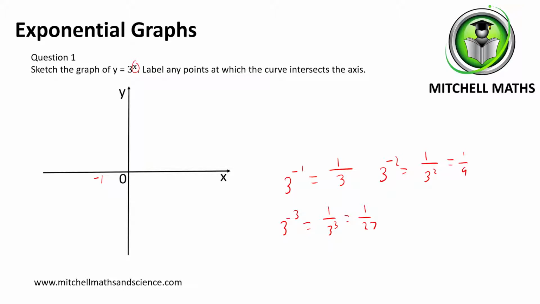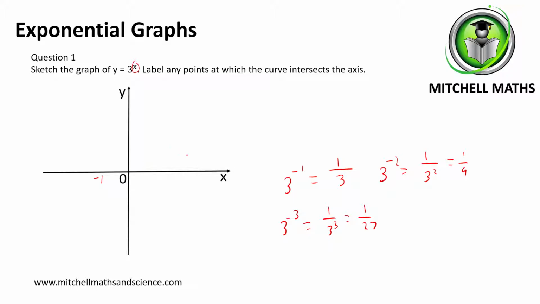So what you can see quite quickly is that when it's a negative power, the number's going to get very, very small. As it gets more negative, it'll get smaller and smaller, but it'll never actually reach 0, so it'll never touch the x-axis. That's what we call an asymptote, where it gets closer and closer, but never actually touches.